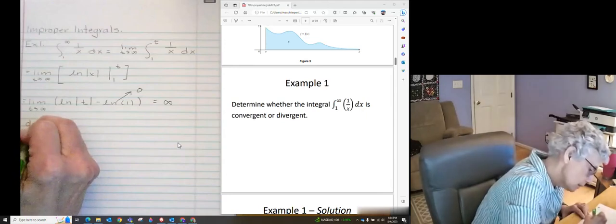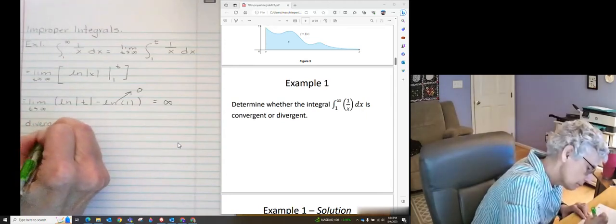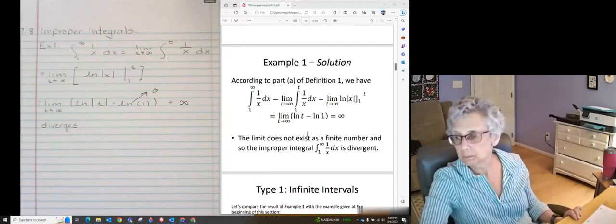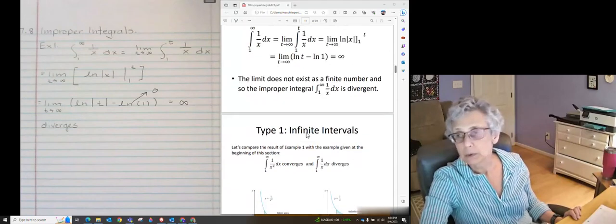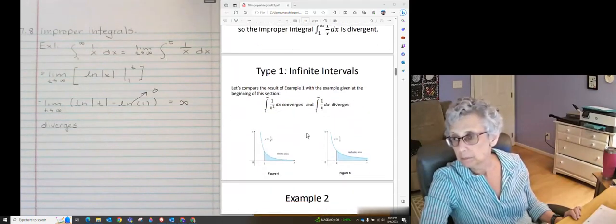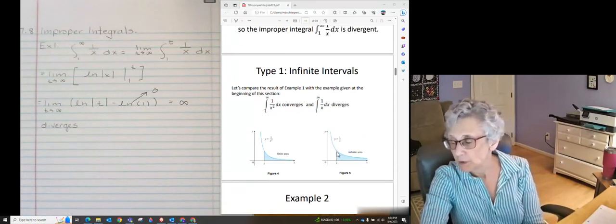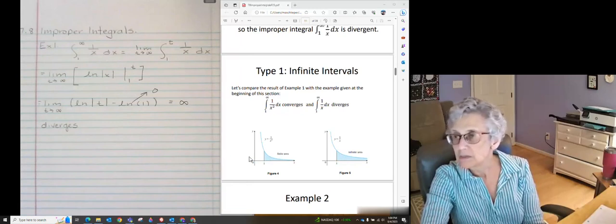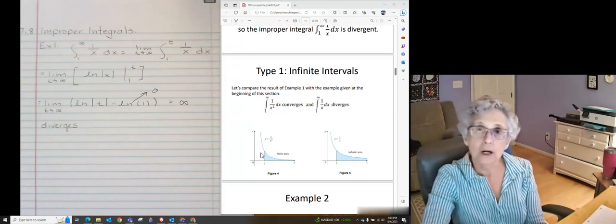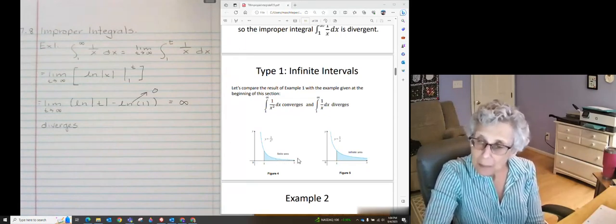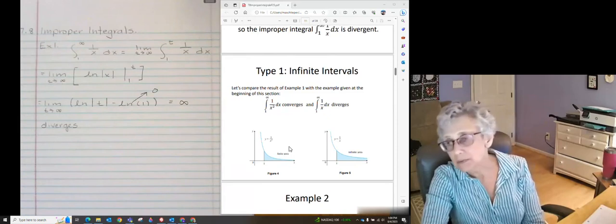So this one diverges. There's the pretty answer. So if you see 1 over x, it has an infinite area. 1 over x squared, it decreases a lot more rapidly, so it has a finite area.